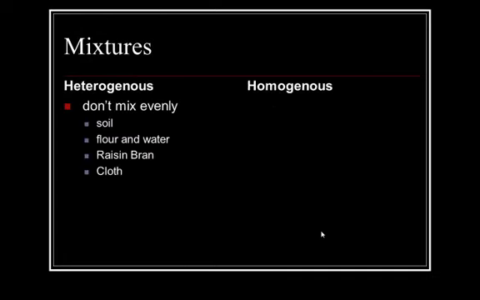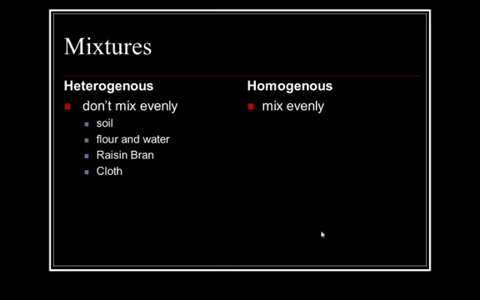Now let's talk a little bit about mixtures. Mixtures can be either heterogeneous or homogeneous. In a heterogeneous mixture, they do not mix evenly. Soil, for example, is not evenly mixed. Flour and water. Raisin Bran, you can have a bowl of Raisin Bran and it seems like all you get are a bunch of raisins. The next time you have a bowl of Raisin Bran, there's hardly any raisins. It's not evenly mixed. And then actually the cloth and the fibers that make up the clothes that you wear is a heterogeneous mixture as well.